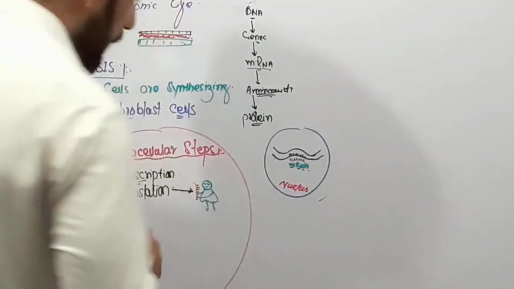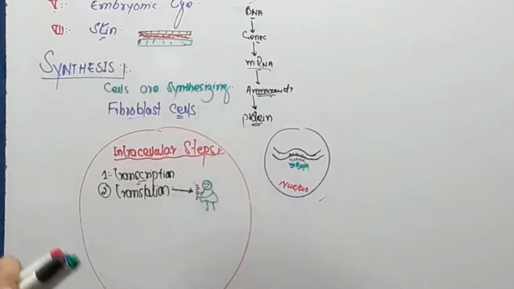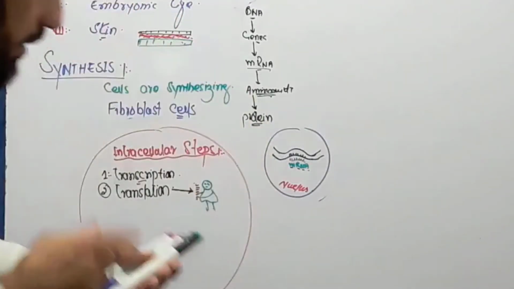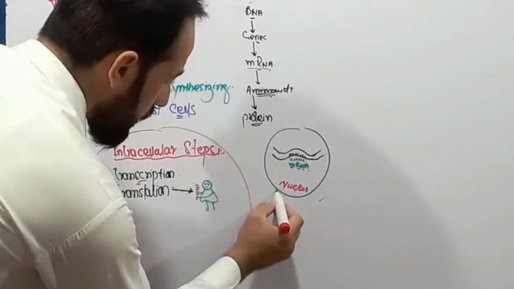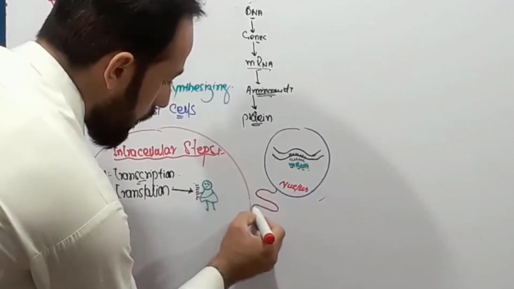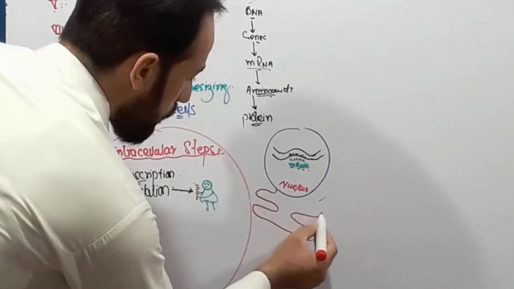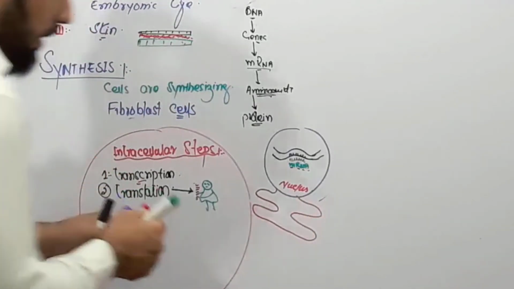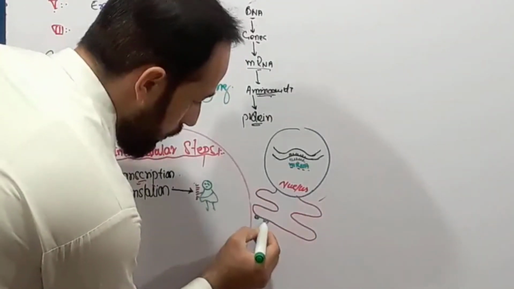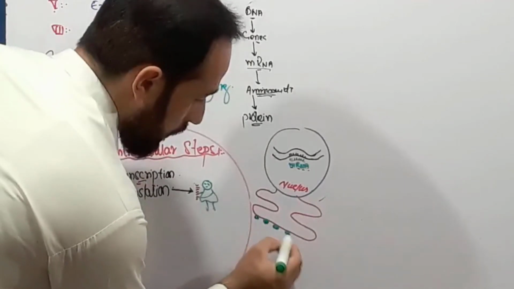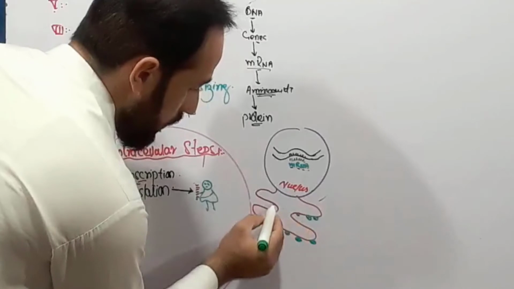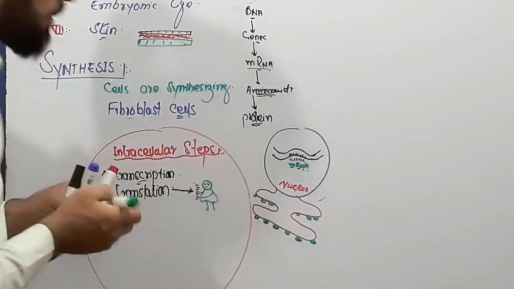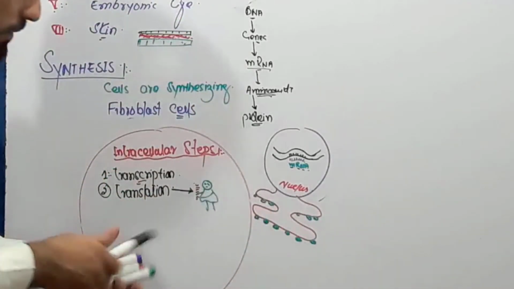There are certain free ribosomes and there are certain attached ribosomes. And what are those attached ribosomes? You know, there is the endoplasmic reticulum. Yeah, this is the endoplasmic reticulum, and at the rough endoplasmic reticulum there are attachments of ribosomes. You know, these are the ribosomes. Endoplasmic reticulum is of two types, rough and smooth.